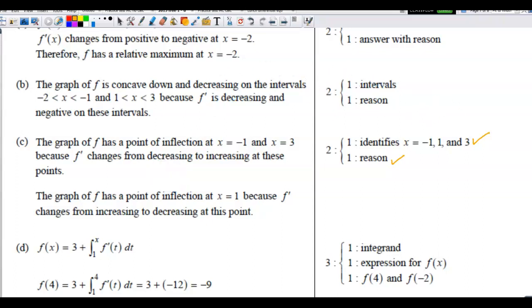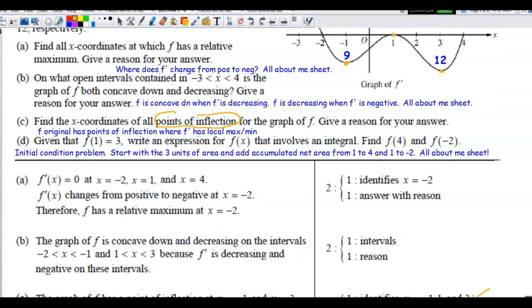And then finally, in letter D, we are given an initial condition that when x is 1 on the original function, y is 3. We are writing an expression that will generate f original. It has to involve an integral, and then we're going to use that to find 2 y values, x equal to 4, x equal to negative 2.